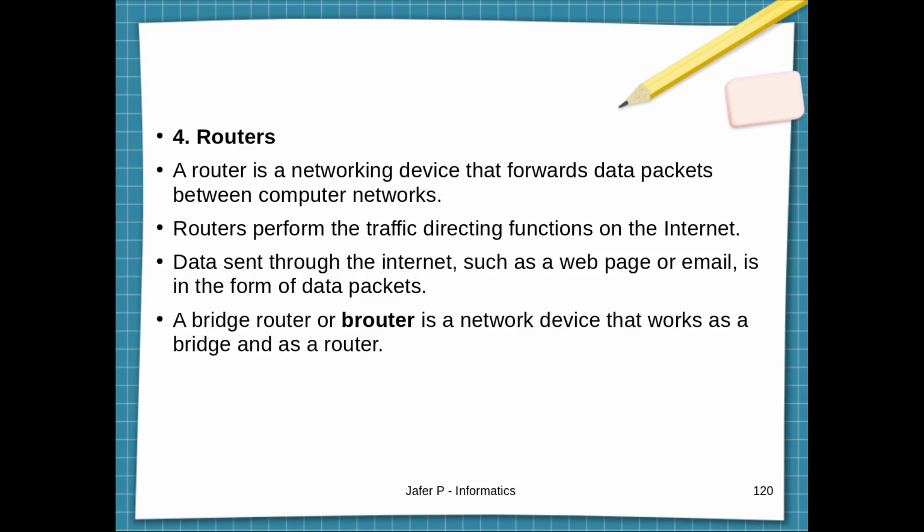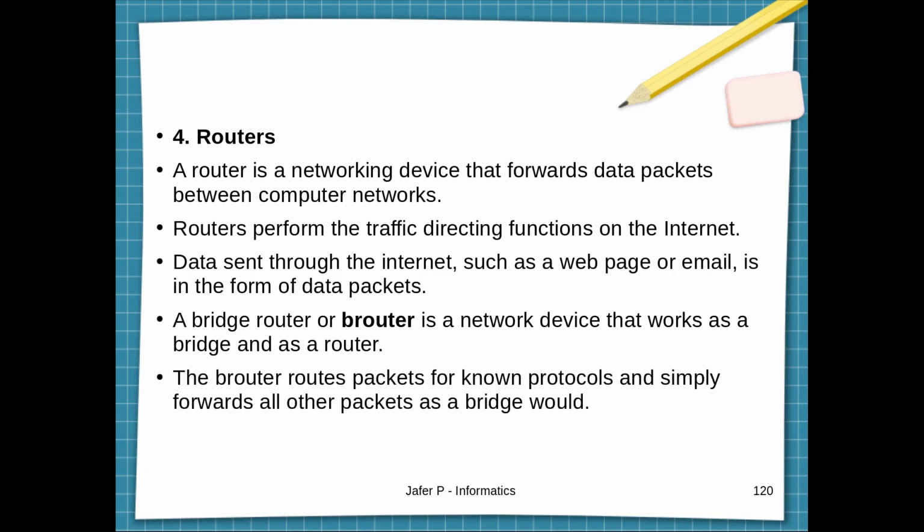A bridge router, or B router, is a network device that works as a bridge and as a router. So what is a B router? A bridge router acts as both a bridge and a router. You know what a bridge is, right? The router routes packets from routable protocols and simply forwards all other packets as a bridge would.